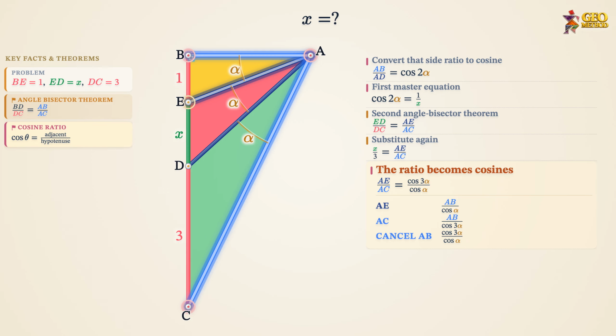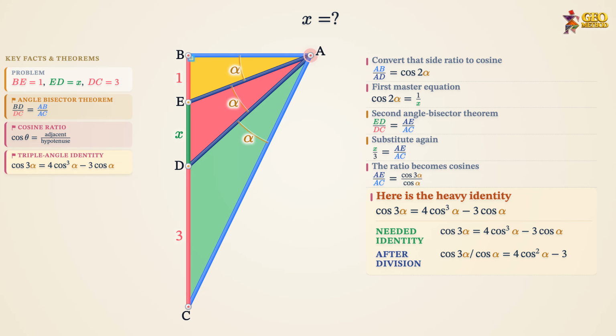Both AE and AC are hypotenuses of right triangles sharing the same leg AB. So AE is AB divided by cosine alpha, and AC is AB divided by cosine 3 alpha. When we divide, AB cancels, leaving cosine 3 alpha over cosine alpha.